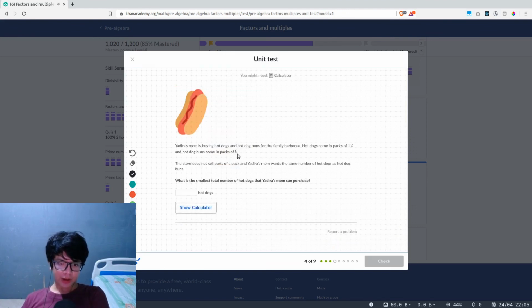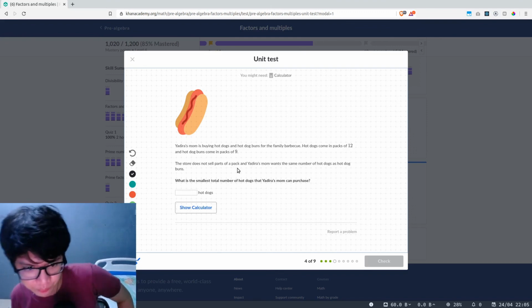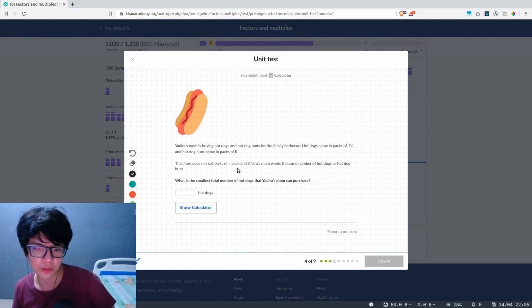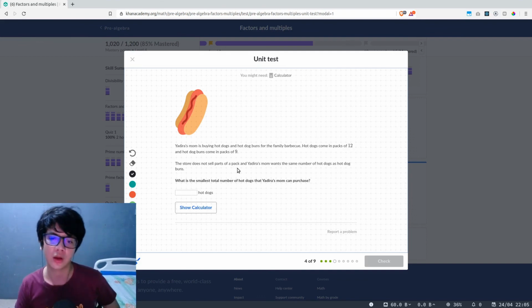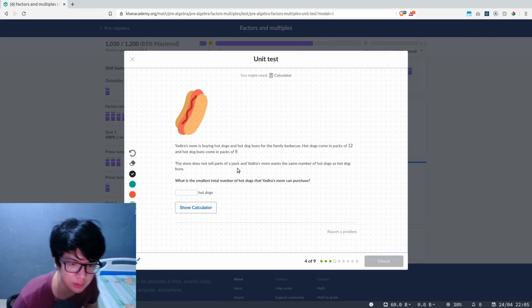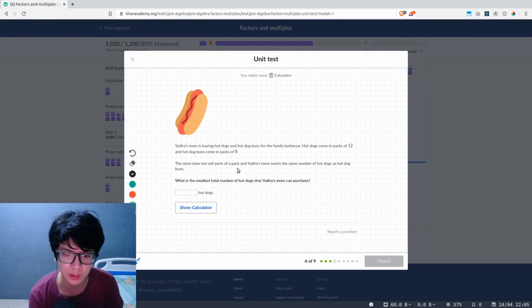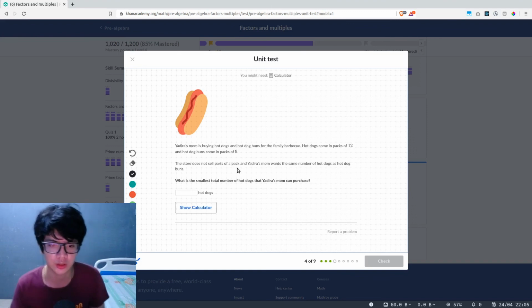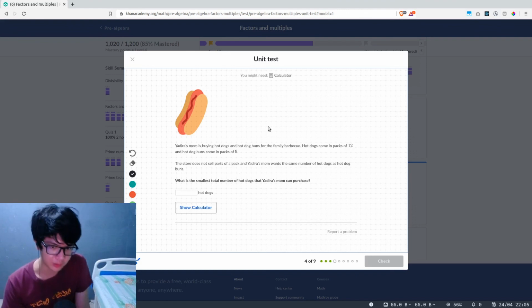Yadir's mom is buying hot dogs and hot dog buns for the family barbecue. Hot dogs come in packs of 12 and hot dog buns come in packs of 9. The store does not sell parts of a pack and Yadir's mom wants the same number of hot dogs as hot dog buns. What is the smallest total number of hot dogs that Yadir's mom can purchase? Well, depends on how much money she has.